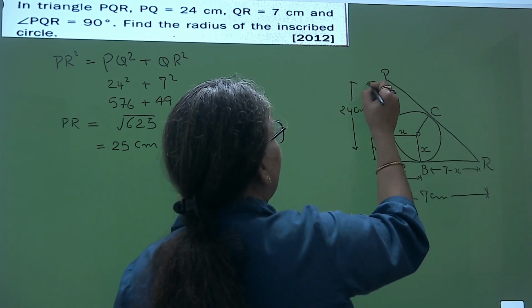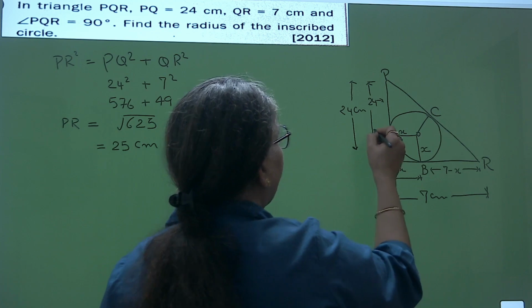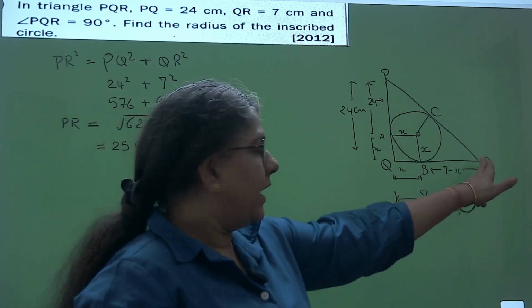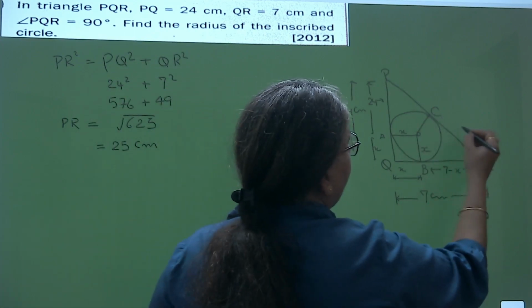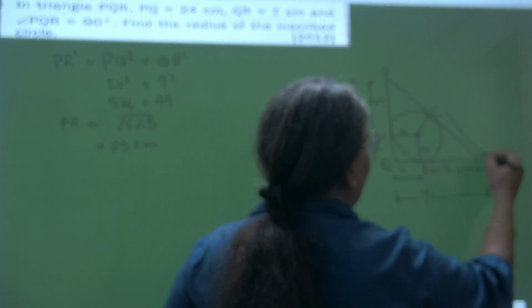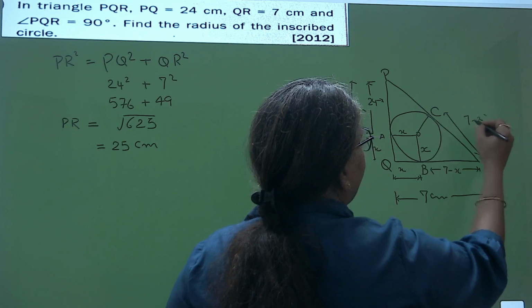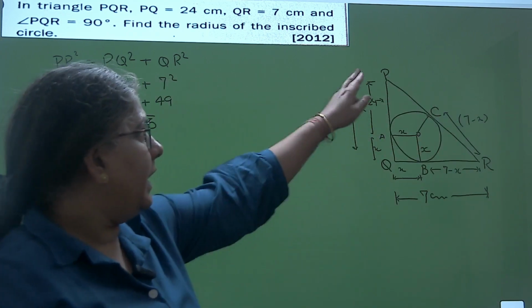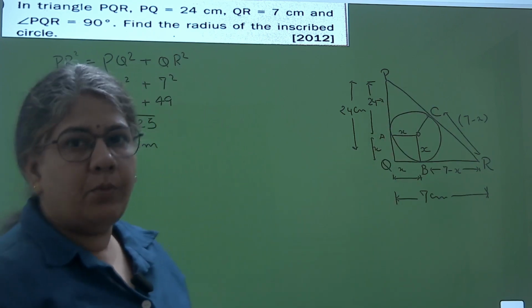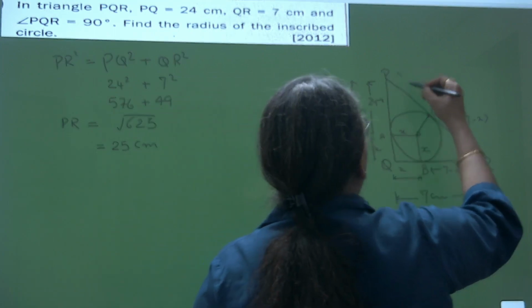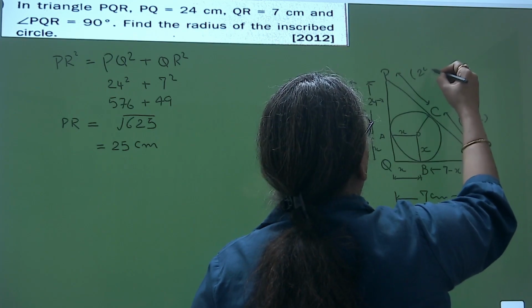And this distance will be 24 minus X. Again, tangents drawn from the external point are equal in length. So BR is equal to CR. So this CR will be equal to 7 minus X. By the same logic, PA is equal to PC. They both are the tangents from the external point P. So PC, this distance, will be 24 minus X.